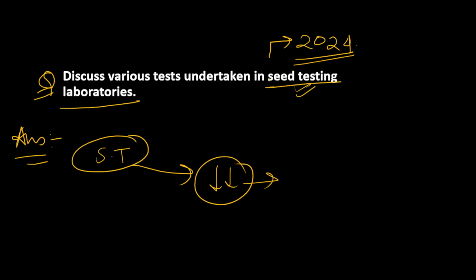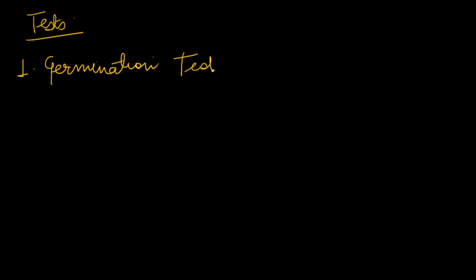Now let's move to the body of the question, that is, what are the various tests undertaken in seed testing laboratories. So what are those tests? We will discuss some of them. So the first one is the germination test. We all know about the germination test, that its purpose is to determine the percentage of seed that will successfully germinate under optimal conditions.